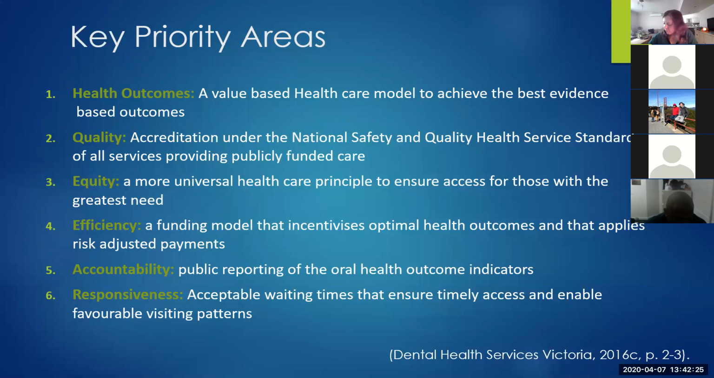So it wants all of its clinics and its associated affiliations to be under the National Safety and Quality Health Service standards. Thirdly, equity. So it wants a more universal healthcare principle, and that ensures that everyone has access, and especially those with greatest need. Fourthly, efficiency. So a funding model that provides optimal health outcomes, and also accountability and responsiveness, and ensures timely access and enables favourable visiting.